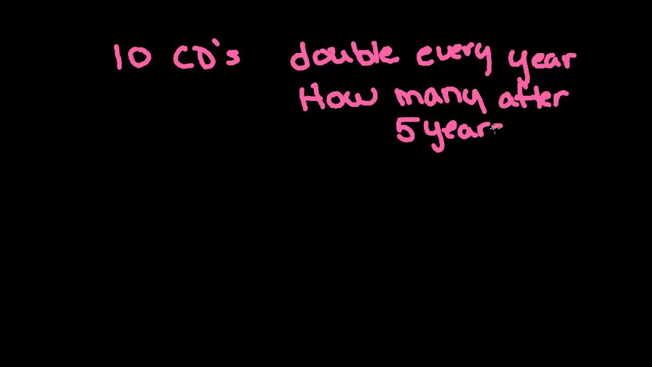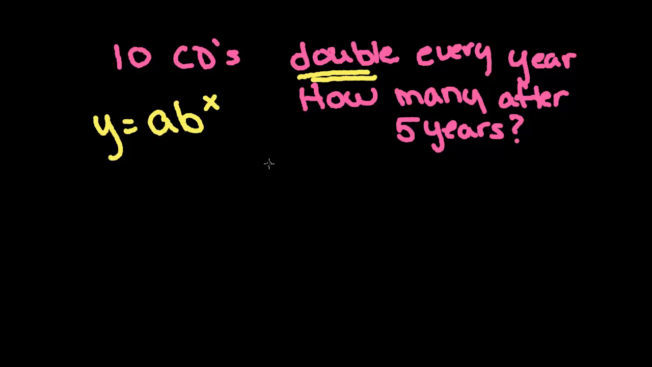So this is not a half-life problem, but we are still increasing at this doubling rate. So we're going to still use, as we use with everything, y equals ab to the x. And we know that the a is the initial amount. So we know that 10 goes here. So what is the value that we need to put in here for b?